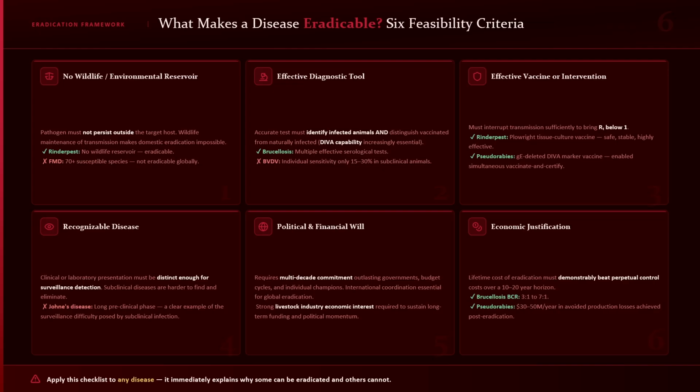Number five, absence of a wildlife reservoir or a manageable one. This is the biggest one in practice. Wildlife reservoirs continuously reseed domestic animal populations. If you can't address the wildlife, you can't finish the job. We'll see this play out dramatically with brucellosis in Yellowstone. Number six, political and financial commitment. Eradication takes decades and requires sustained international cooperation across administrations, across budgets, across political cycles. This is harder than it sounds.